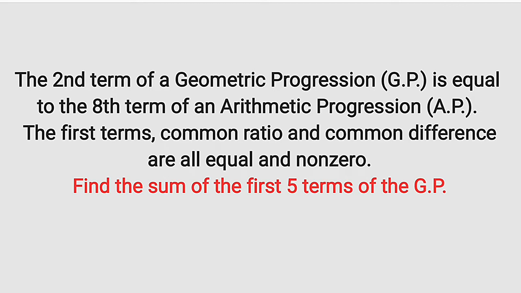Here is a word problem question under AP and GP. The question reads: the second term of a geometric progression sequence (GP) is equal to the 8th term of an arithmetic progression sequence (AP). The first terms, common ratio and common difference are all equal and non-zero. We're asked to find the sum of the first 5 terms of the geometric progression sequence.